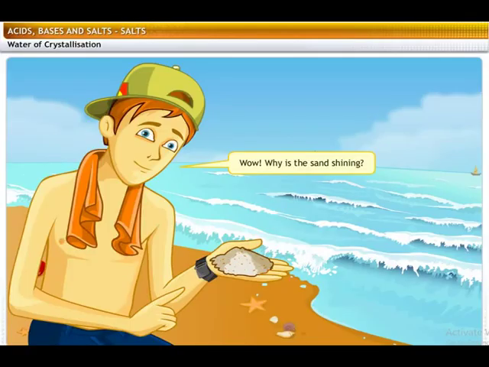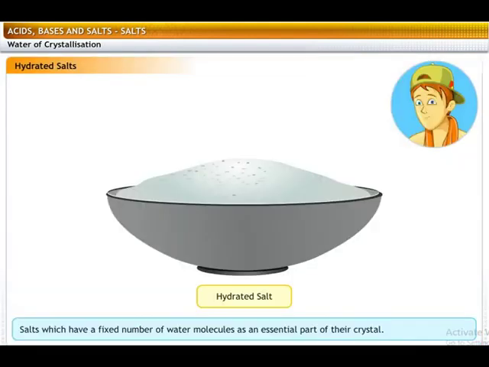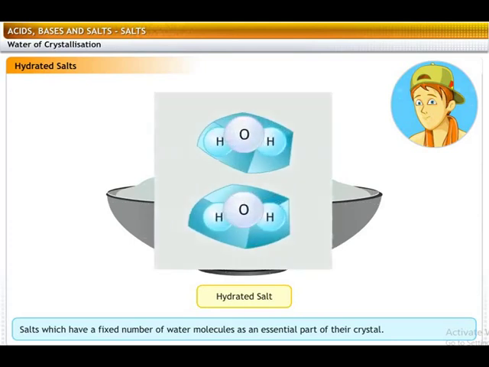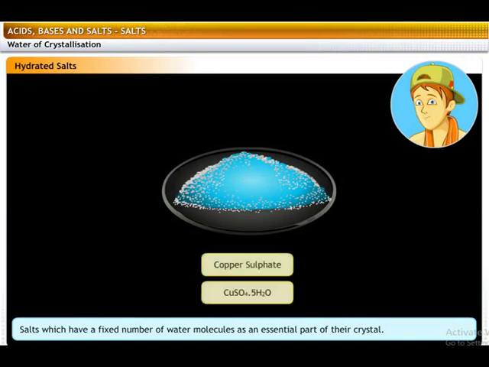Wow! Why is the sand shining? Did you observe that it is crystalline? Similar to sand grains, salts also have a crystalline structure. Moreover, some salts have a fixed number of water molecules as an essential part of their crystal. These water molecules, which form the part of the crystal, are called water of crystallization, and such salts are called hydrated salts. For example, in your laboratory, the blue-colored copper sulfate is copper sulfate pentahydrate. When heated, this salt loses its water molecules and its blue color.